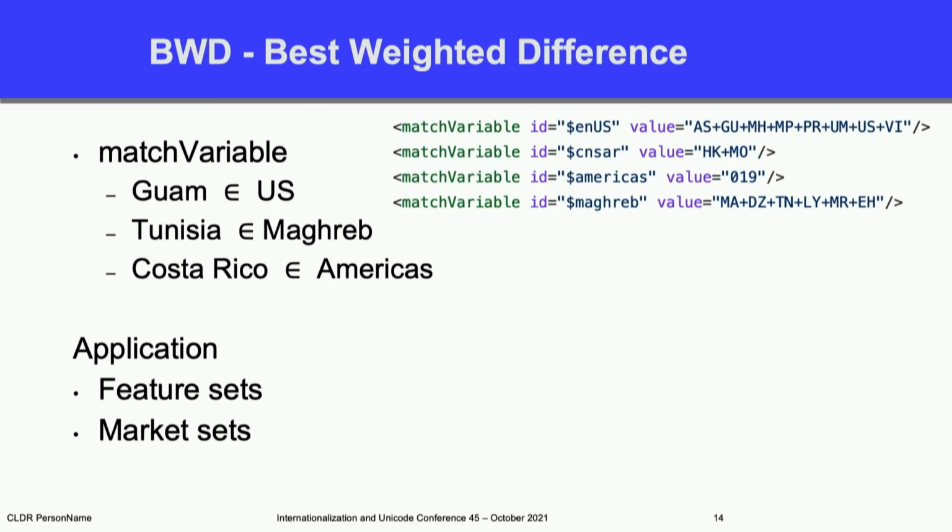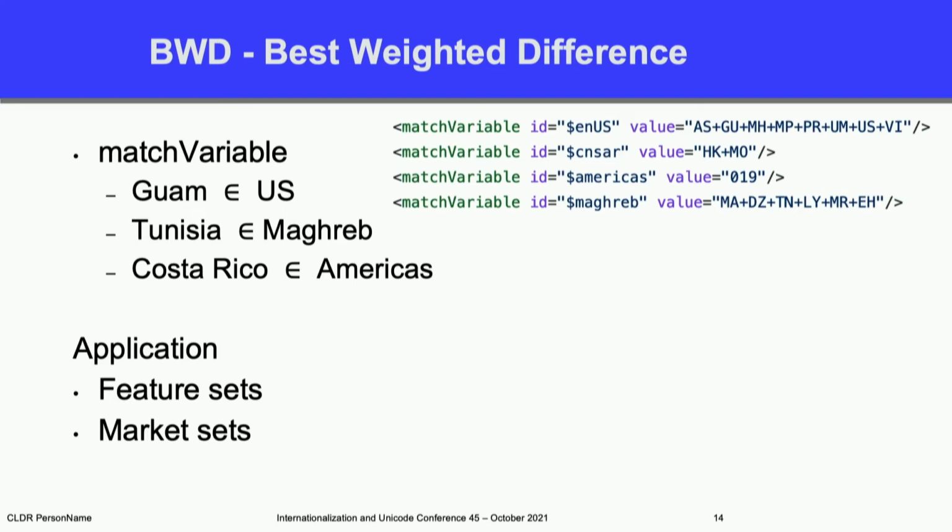So an example is this first match variable is an ENUS. And this says, so if you have any of these values, AS, GU, MH, MP, PR, UM, VI, so that is American Samoa, Guam, Marshall Islands, Marianas, Puerto Rico, United States minor outlying islands, even though nobody lives there unless they're military or science people, United States Virgin Islands. If you're any one of those, then you actually end up being a match variable ENUS.